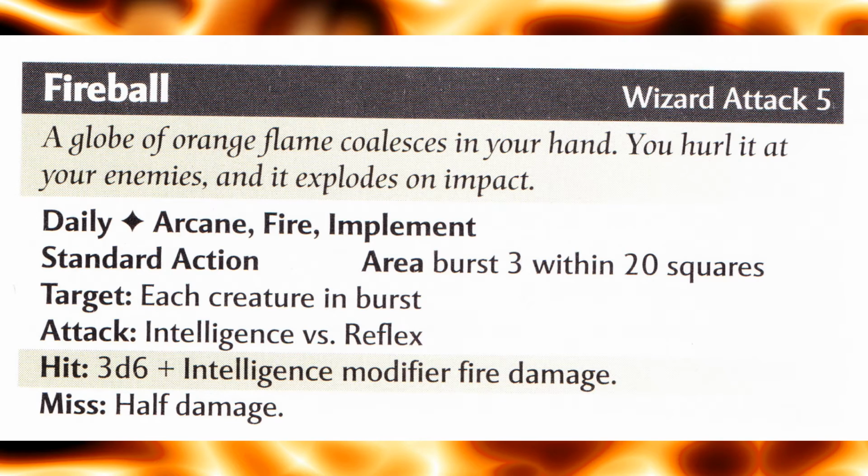The fourth edition uses squares and burst radiuses instead of normal dimensions. So the range is 20 squares, which works out to be 100 feet, approximately. And the burst is a 3, which covers 7 by 7 squares, or 49 squares, which works out to be 1,225 square feet. Just a little bit less than the areas of the first, second, and third edition.